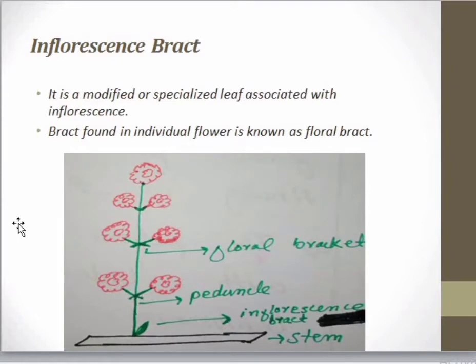The other term is the inflorescence bract. It is a modified or specialized leaf associated with the inflorescence. It is present at the stem and peduncle junction. This is the junction between peduncle and stem. It is present over here. This leaf-like structure is known as the inflorescence bract. A bract found on an individual flower is known as a floral bract. This is the individual flower. This is the bract of the individual flower, known as the floral bract, while this is the peduncle and this is the inflorescence bract.